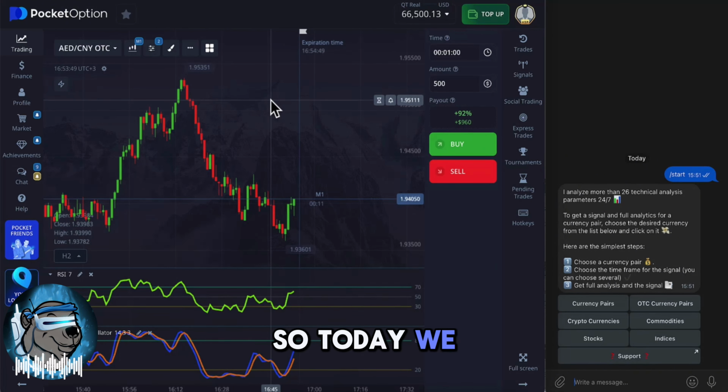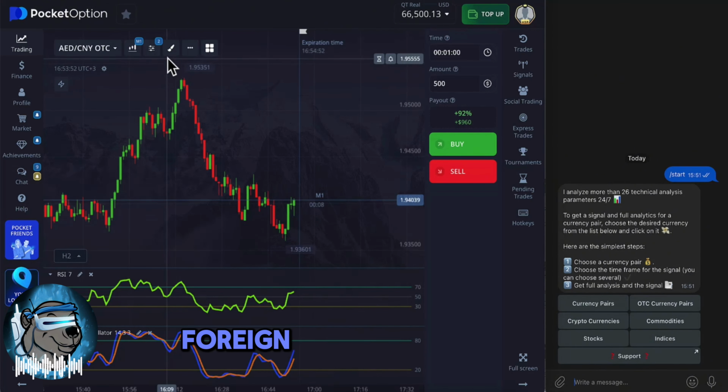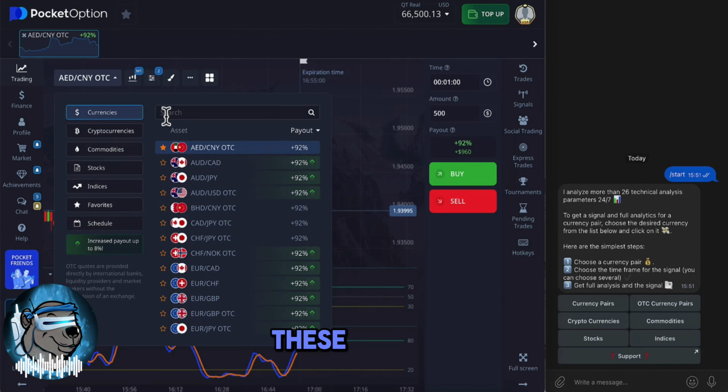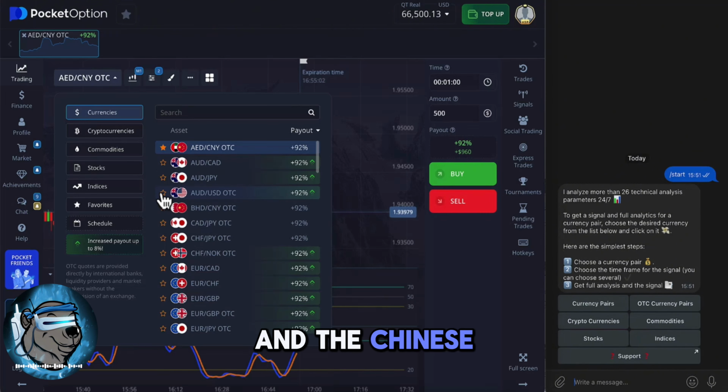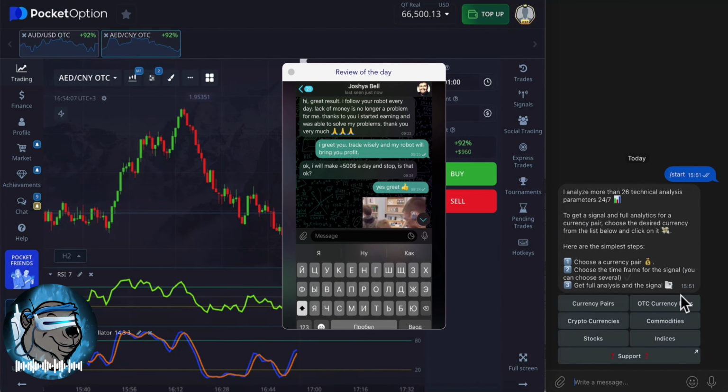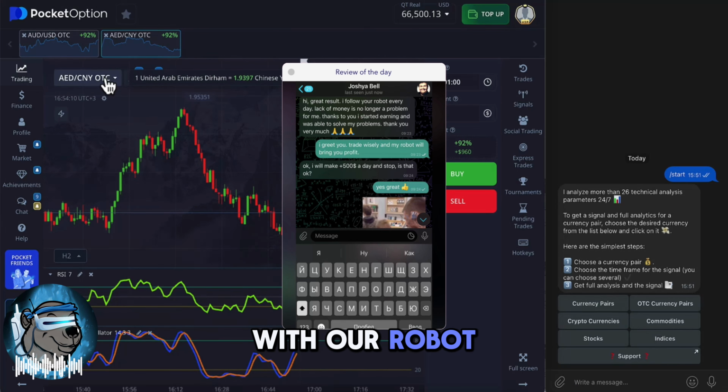So today we will be trading on the over-the-counter foreign exchange market, and for now let's prepare the currency pairs that we would like to trade with you. These will be the Arab dirham and the Chinese yuan, as well as the Australian dollar and the US dollar. So let's start with our robot.